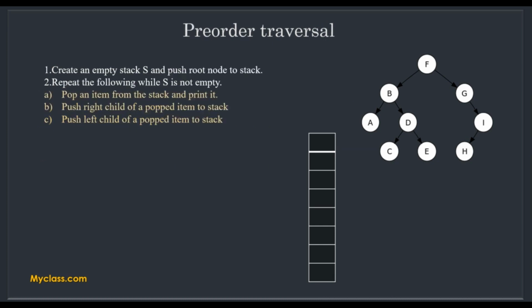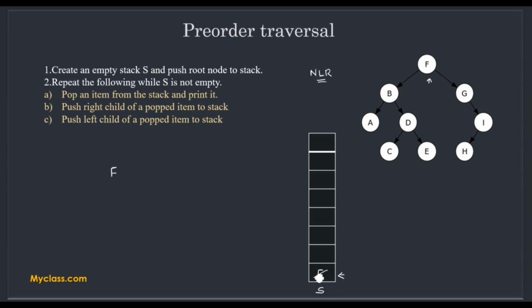Next, preorder traversal. Preorder traversal is to visit the root node first, then the left child, and then the right child. Create an empty stack S and push the root node to the stack. Which one is our root node? F. So we are pushing F to the stack first. Then repeat the following while S is not empty. Then we go to step 2: pop an item from the stack and print it. Only one item is there in the stack, so we pop and print F.